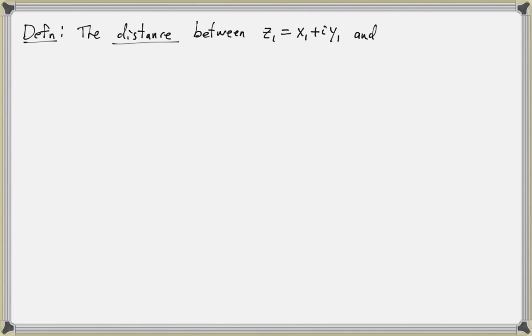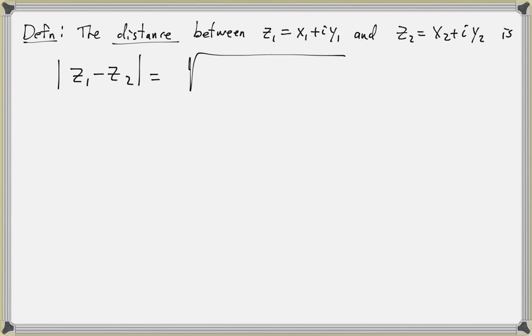So now with the modulus defined, we can define the distance between two complex numbers. The distance between the complex number z1, which is x1 plus i y1, and z2, which is x2 plus i y2, is given by the modulus of z1 minus z2, which looks like the square root of the quantity x1 minus x2 squared plus the quantity y2 minus y1 squared.